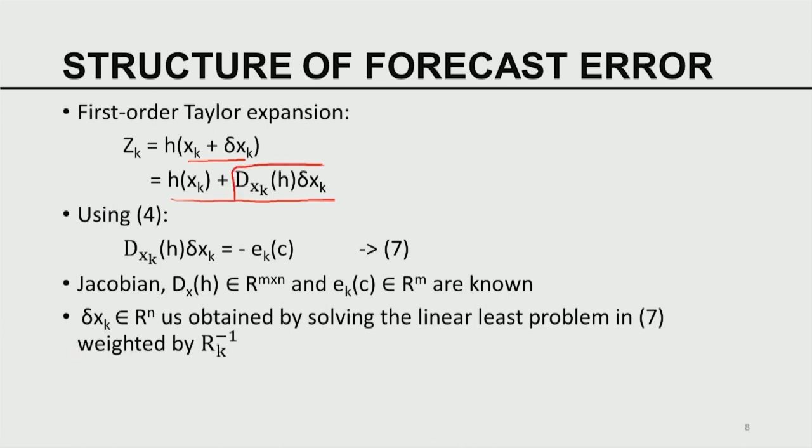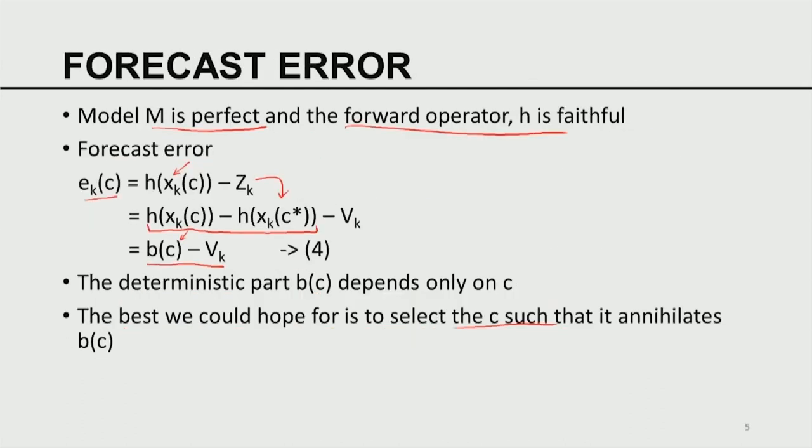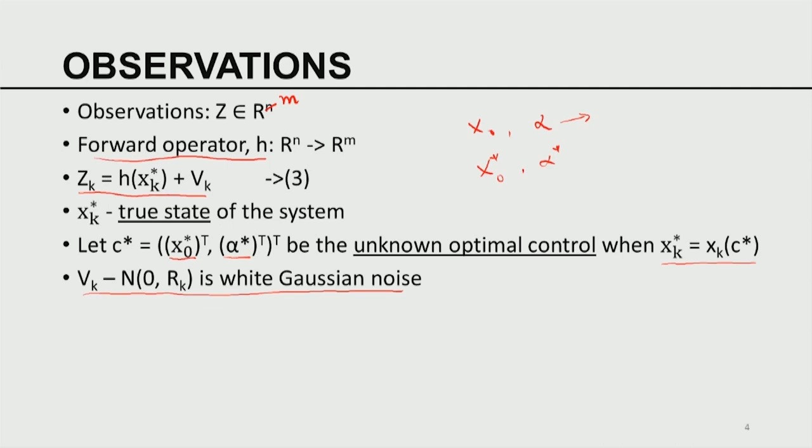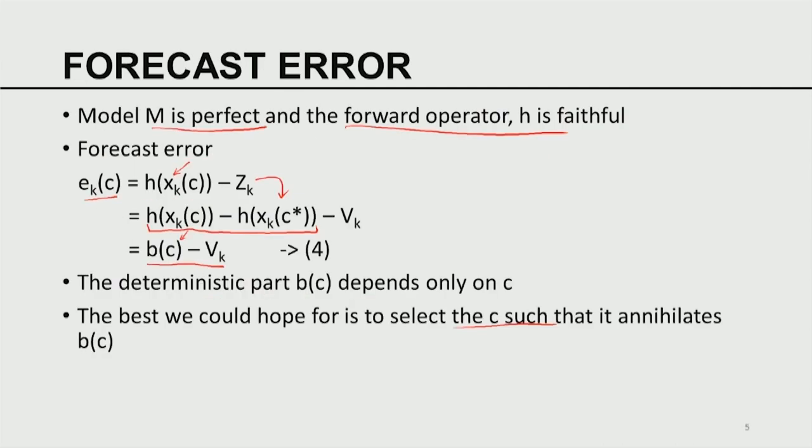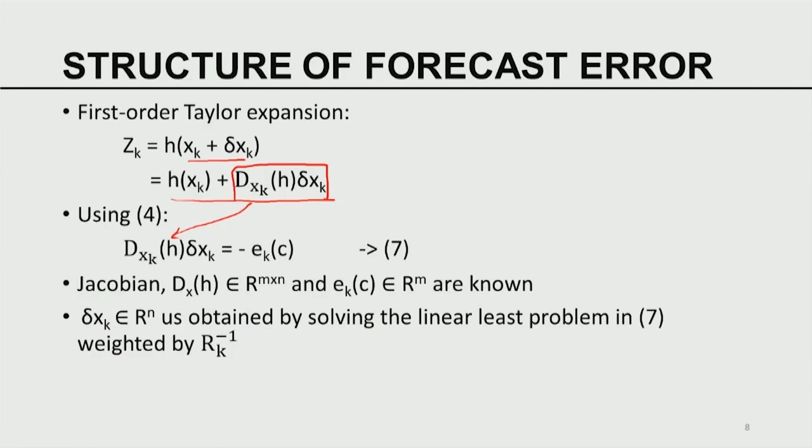This part, which is the increment, is given by this equation. This is equal to z minus h of x k. Z minus h of x k is essentially minus e k c. Going to equation 4, you can readily see, I would like to show it to you once again. Equation 4 tells you e k is equal to h of x k c minus z k. Therefore, z k minus h of x k c is minus e k. So that is the relation that we have here.